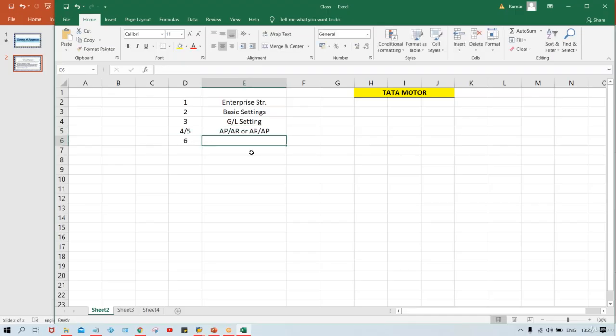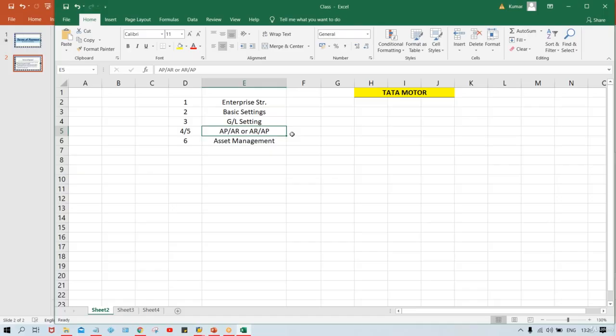And then you have to go for sixth, asset management, or so-called asset accounting. So this is the sequence, guys. This is the best sequence to practice.